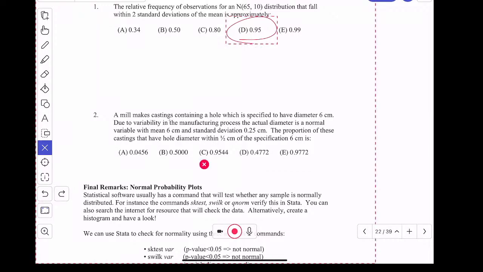So a mill makes castings containing a hole which is specified to have a diameter of 6 centimeters. Due to variability in the manufacturing process, the actual diameter is a normal variable with a mean of 6 and a standard deviation of 0.25. The proportion of these castings that have hole diameter within 1/2 centimeter of specification, 6 centimeters, is, how do you answer that?